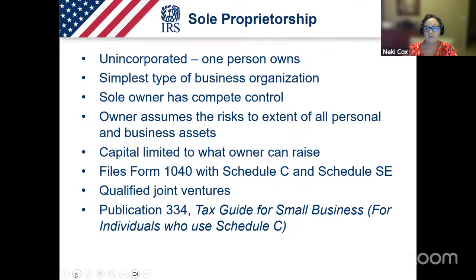Now, there's another exception for qualified joint ventures for spouses. If you and your spouse each materially participate as the only members of a jointly owned and operated business, and you file a joint income tax return for the year, you can make a joint election to be treated as a qualified joint venture instead of a partnership. This allows you to avoid the complexity of a partnership Form 1065, the U.S. Return of Partnership Income, but it still gives each spouse credit for Social Security earnings on which retirement benefits are based. For this, we have another publication, IRS Publication 334, Tax Guide for Small Business. You would want to focus on the section For Individuals Who Use Schedule C.